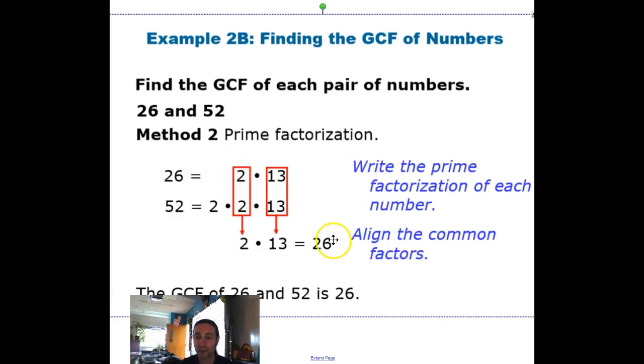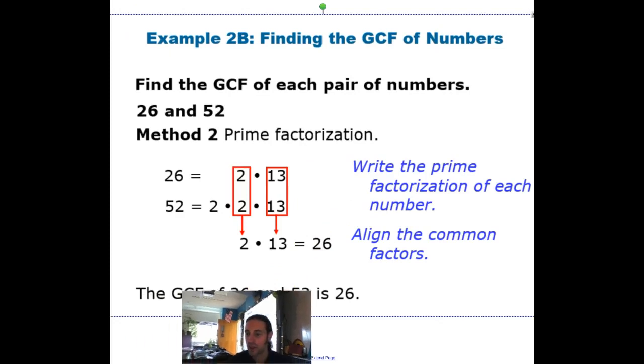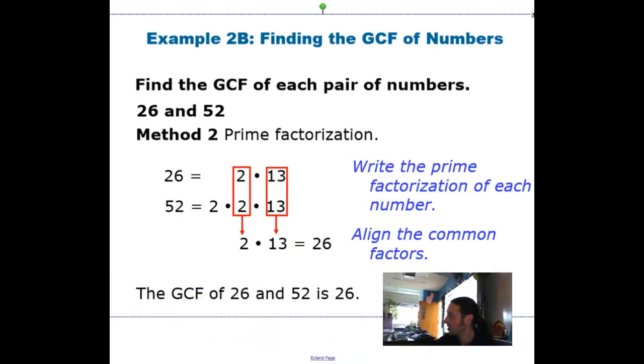The second method is the one that I'm more familiar with, and Nicole is probably more familiar with it as well. It's when you have 2 numbers, you do a prime factorization. 26 is 2 times 13. 52 is 2 times 2 times 13. Therefore, the greatest common factor between both of these is 2 times 13, and that's 26. So the greatest common factor of 26 and 52 is 26.